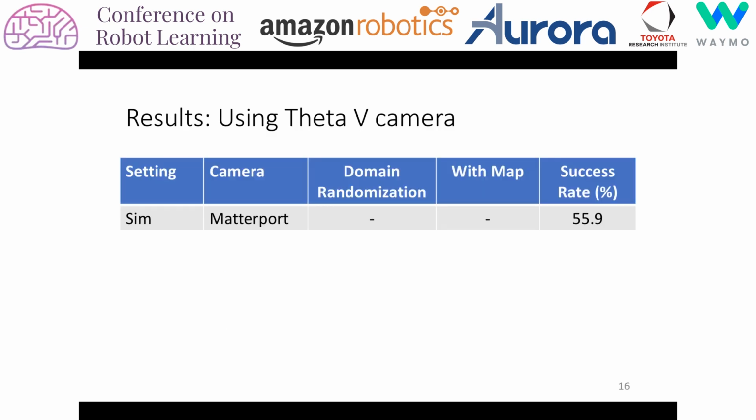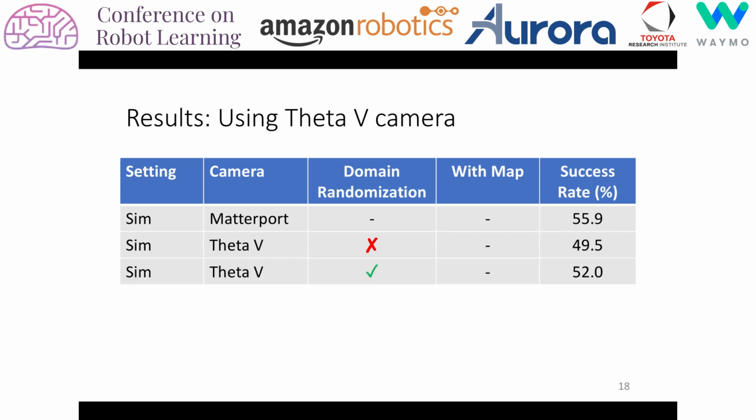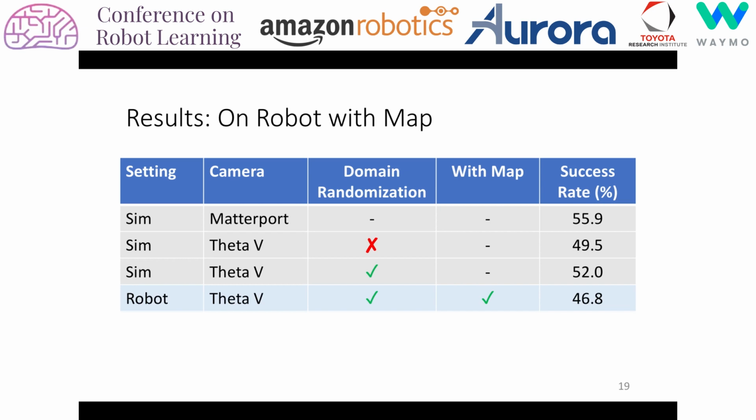So turning now to results, in the sim version of CODA, the agent achieves close to 56% success at reaching the navigation goals, which drops by about 6% when we substitute imagery from the robot's camera, although our domain randomization strategy claws back around half of that. On the robot, we consider two settings, with and without a pre-built map, which consists of an occupancy grid and a navigation graph, but no semantic labels of any kind.